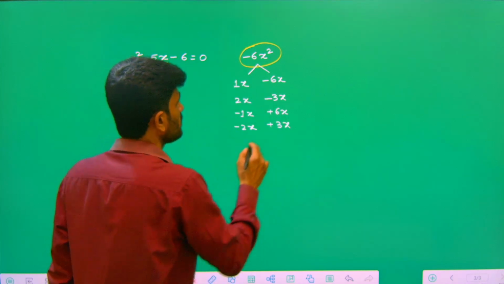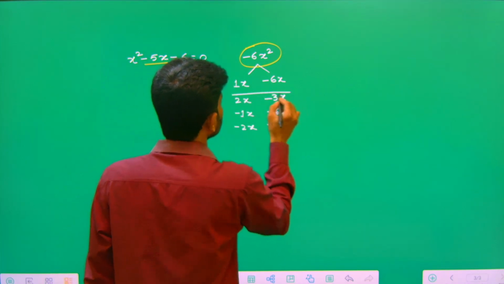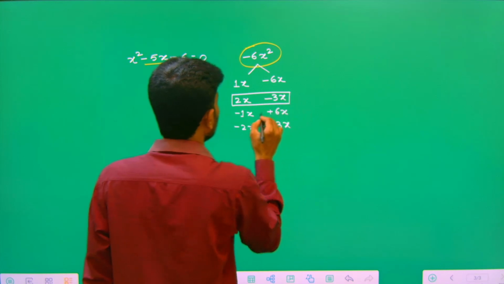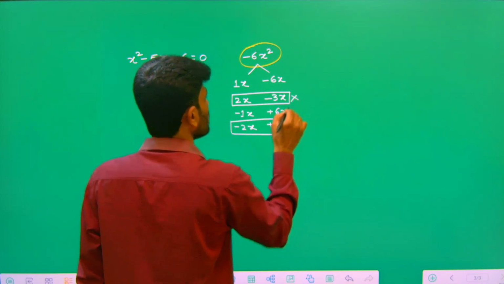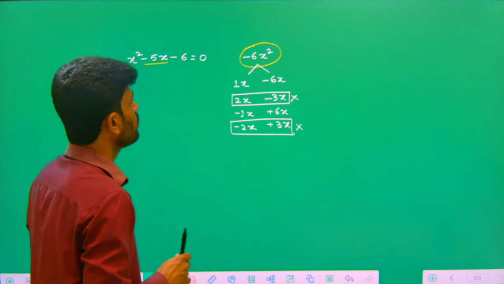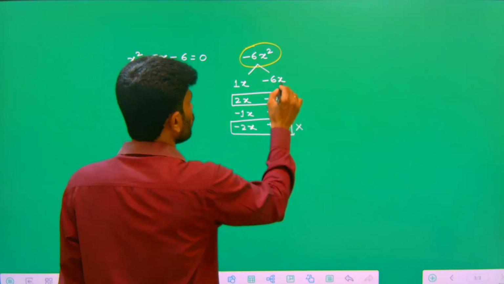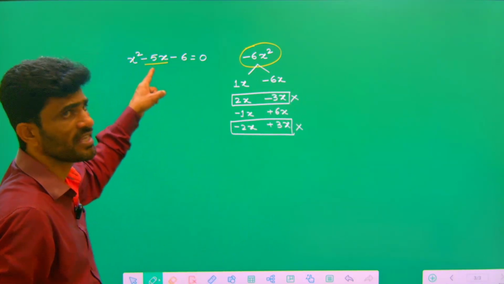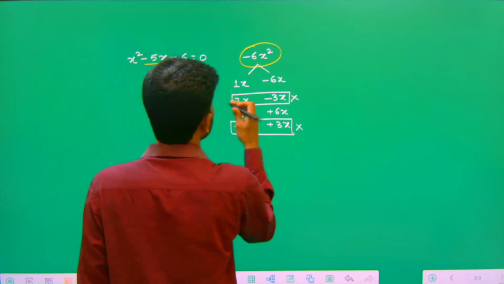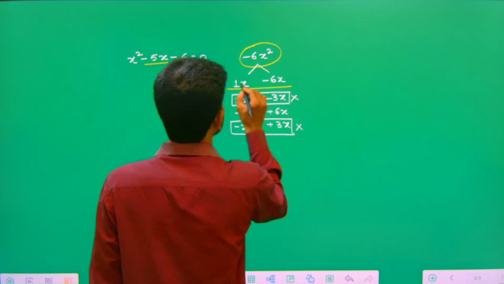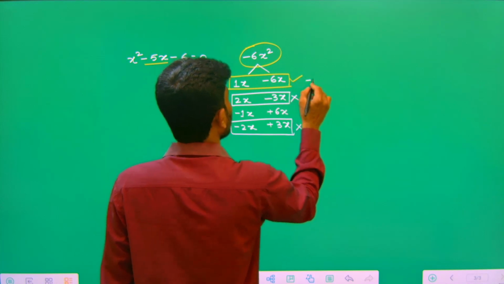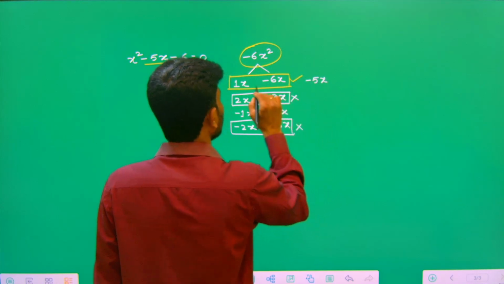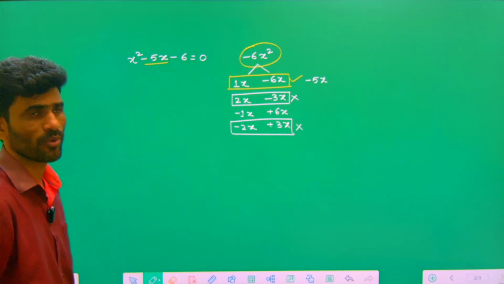We have to identify first. This will not give you 5 because subtraction of these two will not give you 5. So these two are not the correct ones. Now subtraction of these two will give you 5, but the middle one is negative. We have to take this set of factors, which gives you minus 5x, and when you multiply, minus 6x square.